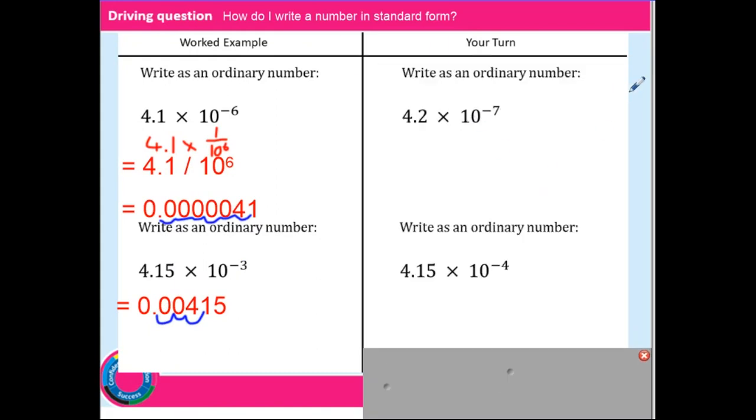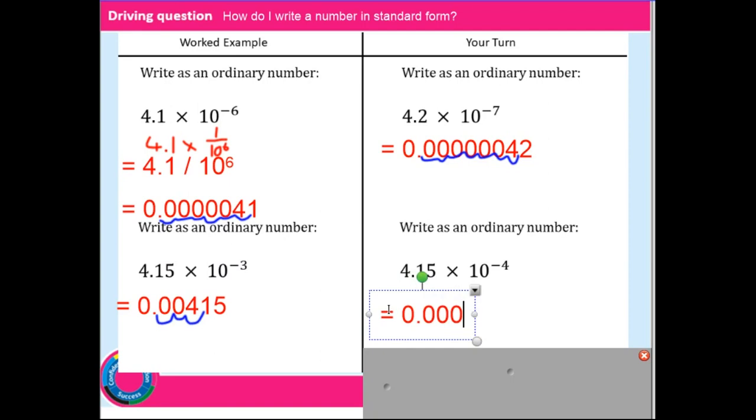Try these ones. 4.2 multiplied by 10 to the power of -7. You try them first. Pause the video while you're doing it, and then play the video when you're ready for the answers. So we're basically dividing by 10 7 times, or we're dividing by 10 to the power of 7. Let's check. 1, 2, 3, 4, 5, 6, 7. And again, let's check. 1, 2, 3, 4.